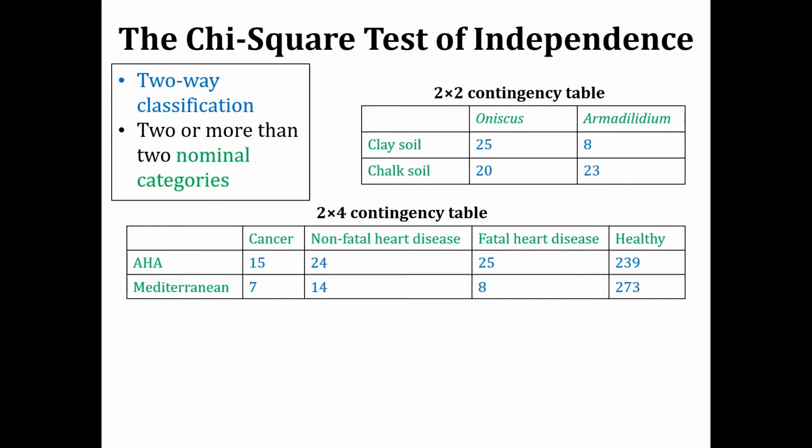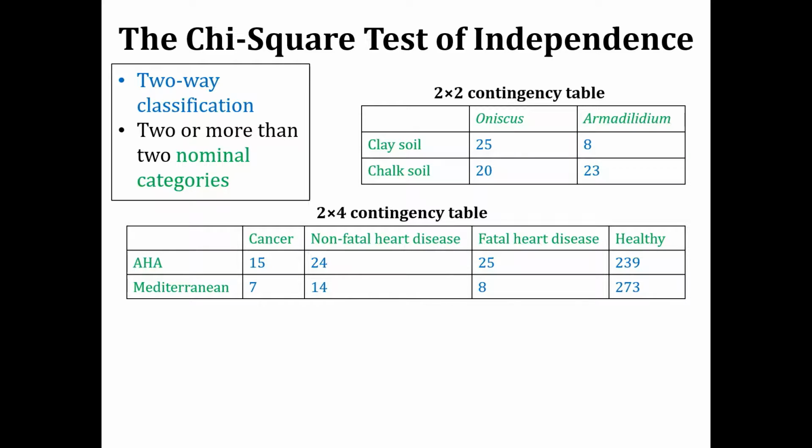Then 25 is the number of fatal heart disease cases on the AHA diet, and 8 is the number of fatal heart disease cases on the Mediterranean diet. Then 239 is the number of healthy individuals on the AHA diet, and 273 is the number of healthy individuals on the Mediterranean diet. So this contingency table has two variables, the diet and the health status.